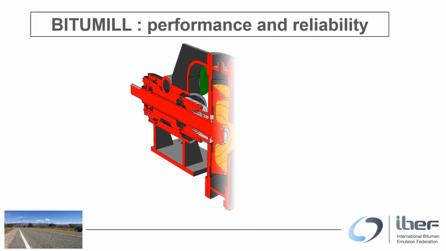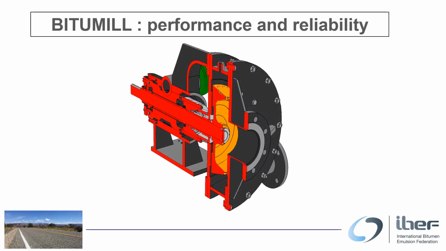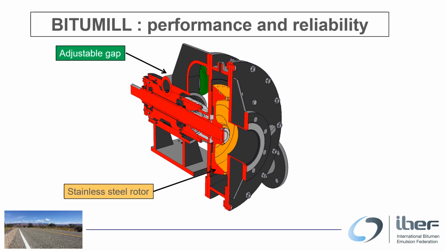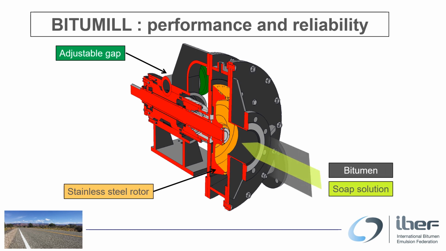Our mill is named Bitumil, and this slide presents the way we inject the soap solution and the bitumen inside. We have different sizes of outflow for this mill, according to the production rates you need. According to this outflow, the rotation speed and the power of the motor are adapted.